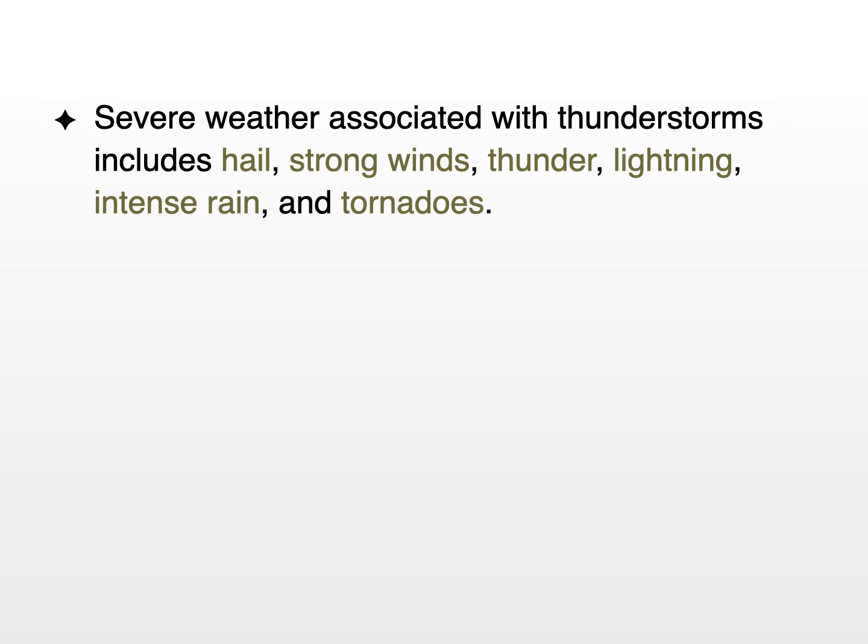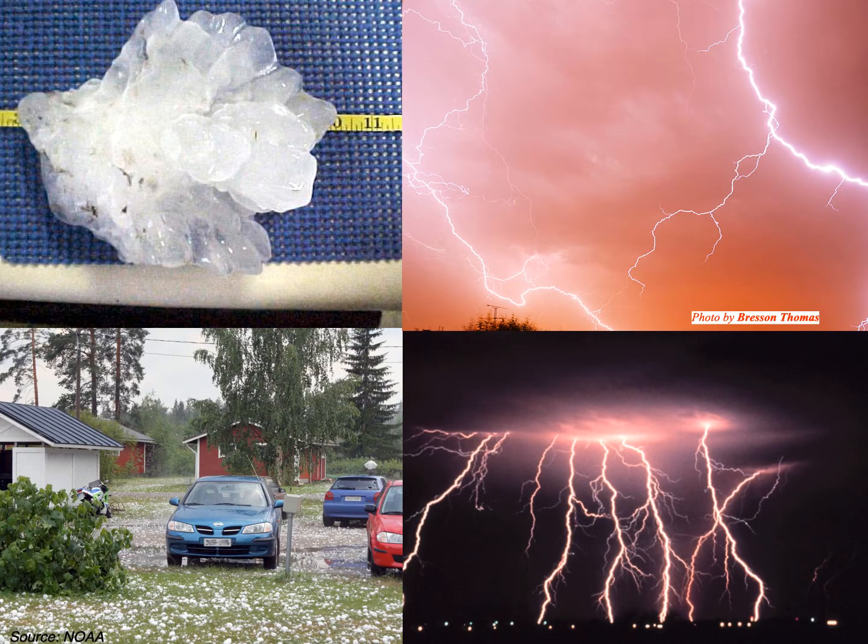So why are thunderstorms considered storms? Because they have often severe weather associated with them. And this severe weather can be in the form of hail, strong winds, thunder, lightning, intense rain, and tornadoes. So here we can see some of the negative effects of thunderstorms in terms of severe weather.